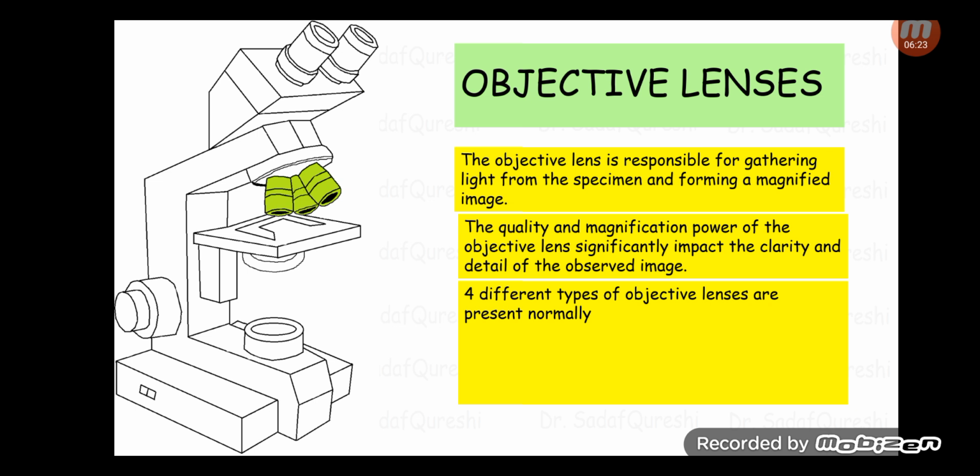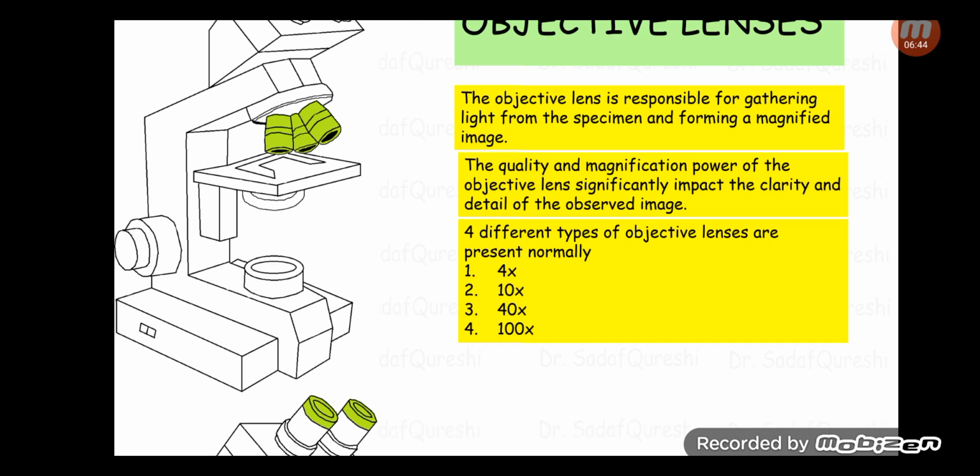Four different types of objective lenses are normally present: 4x that magnifies the image 4 times, 10x that magnifies the image 10 times, 40x that magnifies the image 40 times, and the 100x that magnifies the image 100 times. They are used based on the need or requirement for seeing the specimen.